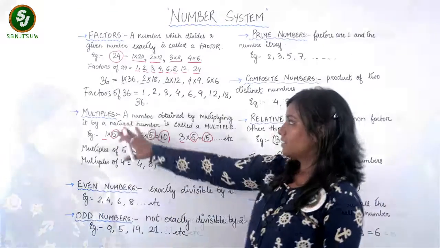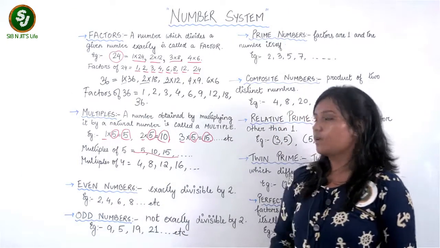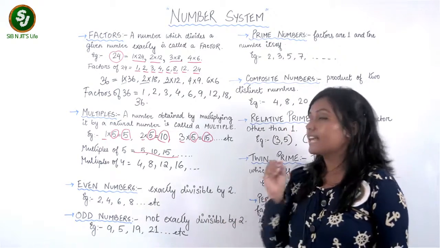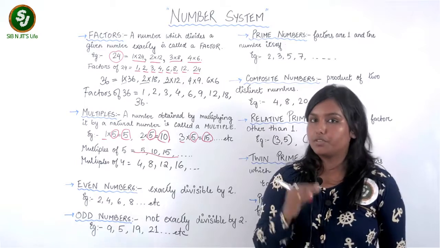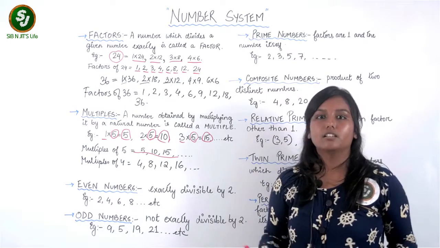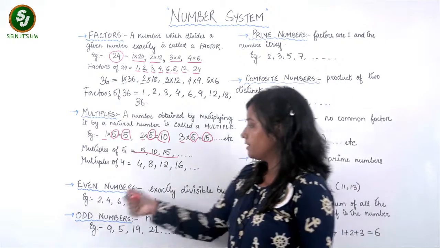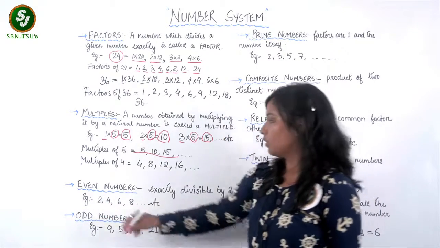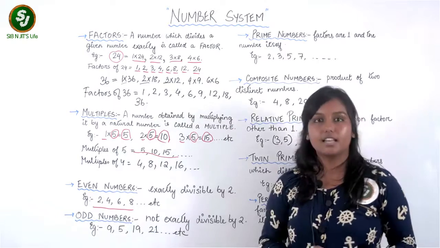Okay friends, after multiples, let's move on and see what are even numbers. Even numbers are the numbers which are exactly divisible by 2. So when you divide these even numbers by 2, you will get no remainder. Examples here are 2, 4, 6, 8, etc. So all these are cases of even numbers.